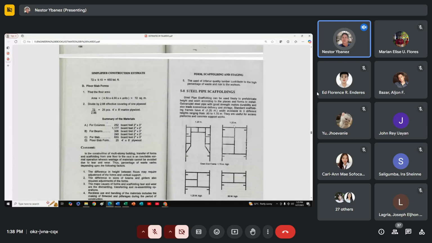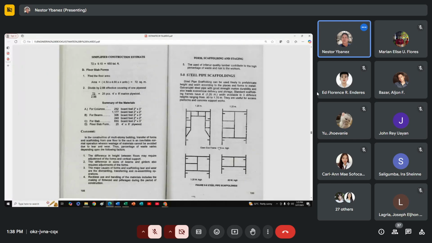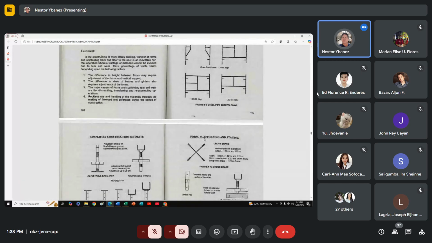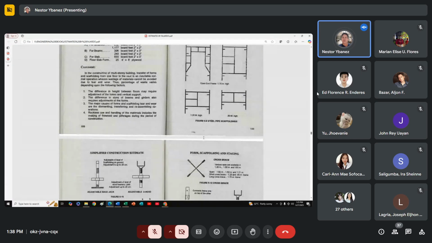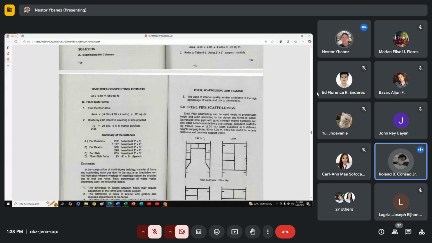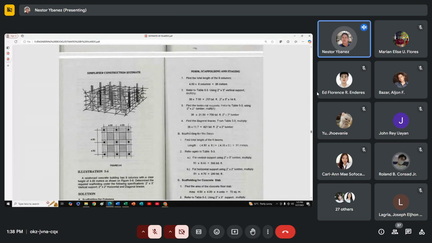We discussed this one already last time. We must still pipe scaffoldings. Discussed na ba o wala pa? Wala pa, sir. Okay.